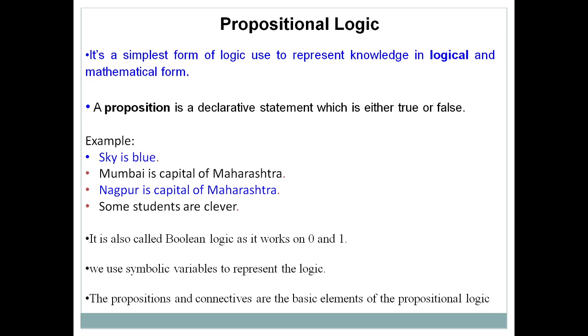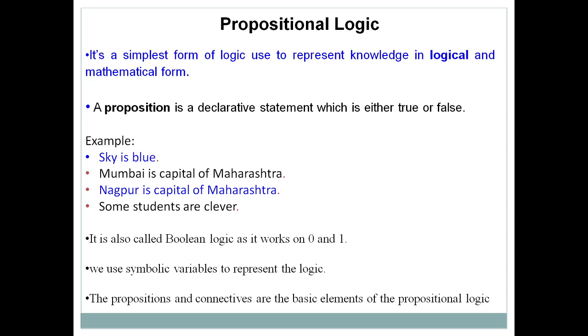The second word is logic. Propositional logic makes use of statements. This propositional logic is a very classical technique of representing knowledge. We can say that it is the simplest form of logic used to represent knowledge in a logical and mathematical form. This is the important thing to understand. Propositional logic makes use of a proposition, meaning a single statement, and that statement can be either true or false, but not both.